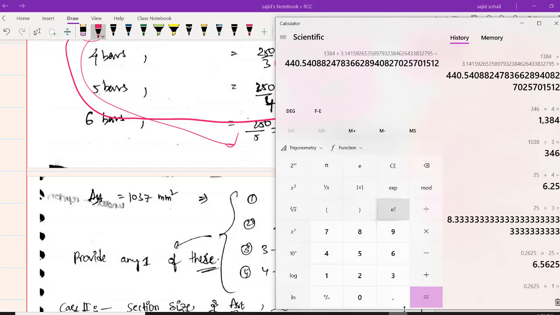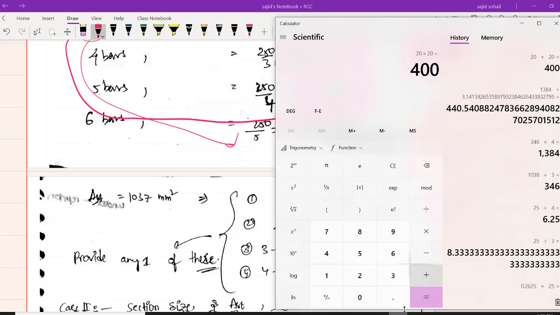20 into 20, 440. I know it, right? So 20 into 20, I got some 400. So I want something 440. So my diameter should be greater than 20 mm. I can tell by looking, right? My diameter should be greater than 20 mm.